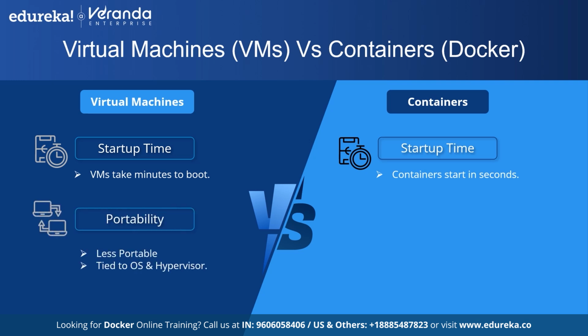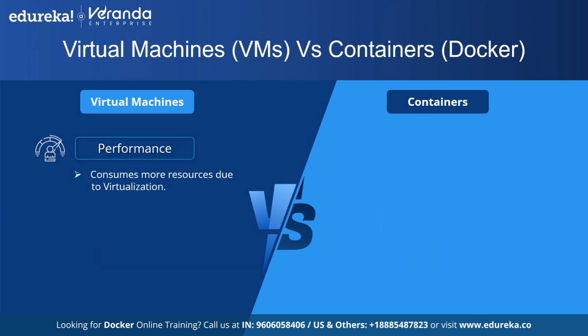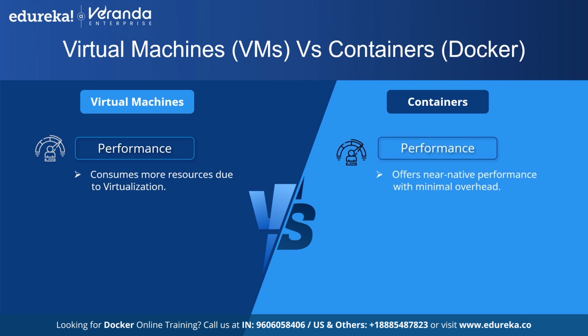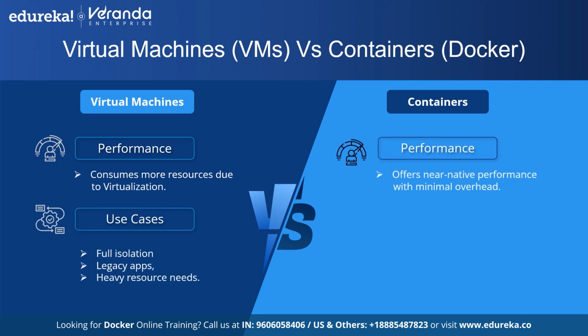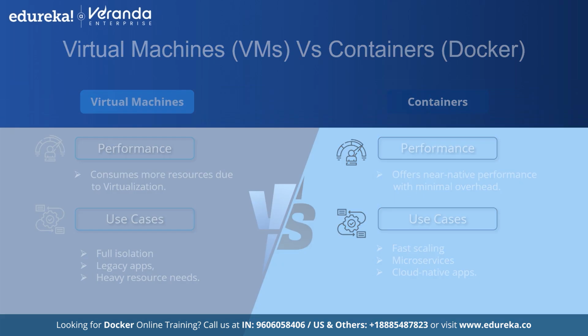The portability of VMs is lower, as they are tied to the OS and hypervisor. Containers are highly portable and run consistently across different environments. The performance of VMs has more overhead due to virtualization, but containers offer near-native performance with minimal overhead. The use cases of VMs are full isolation, legacy apps, and heavy resource needs. But in containers, we have fast scaling, microservices, and cloud-native apps. Containers are ideal for lightweight, scalable deployments, while VMs are better for complete isolation and resource-heavy applications.